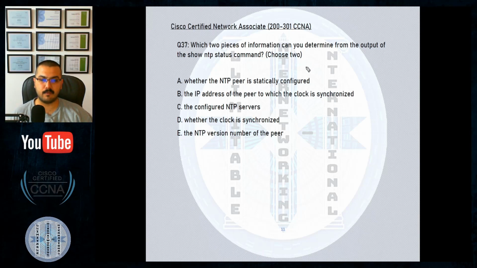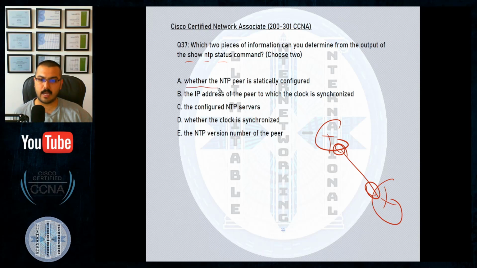37. Which two pieces of info can you determine from the output of the show ntp status command? We did use show ntp status in chapter 4. I believe it was the end of chapter 4 with the NTP lab when we had two routers. One of them was configured as an NTP server. The other one was configured as an NTP client. And we issued the command show ntp status. It gave the synchronization information, the IP of the server, and the stratum level of the server.